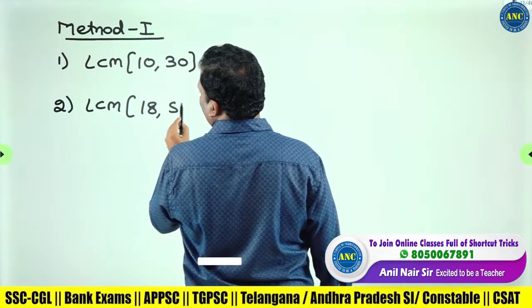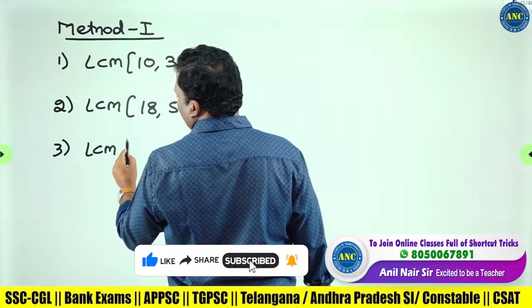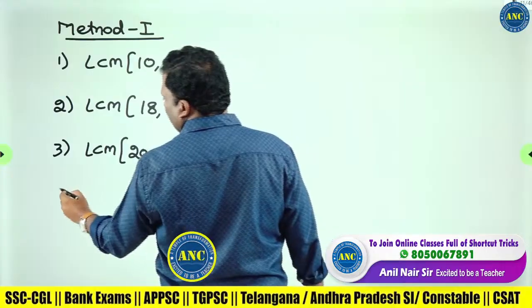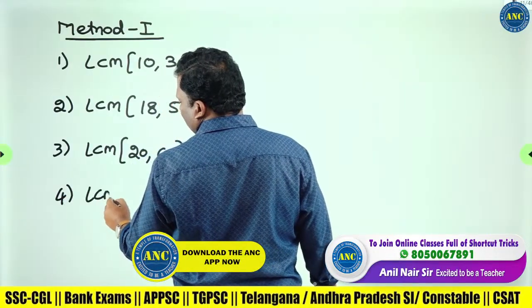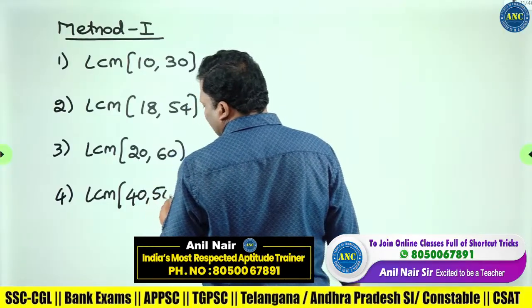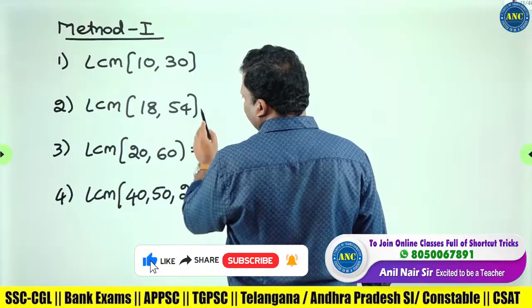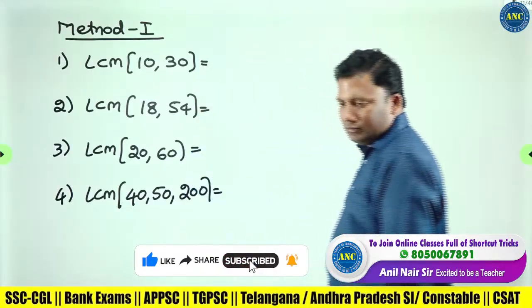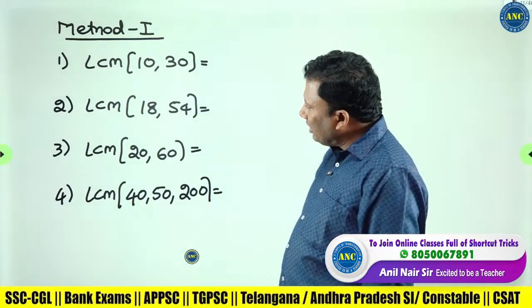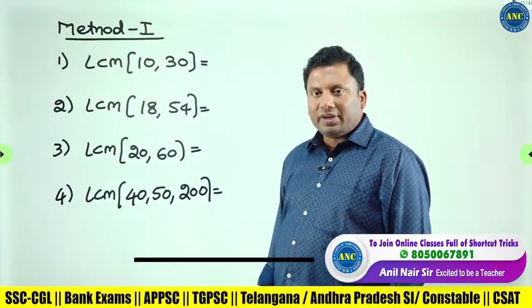18, 54. LCM of 20, 60. LCM of 40, 50, 200. So the numbers are: LCM of 10, 30; 18, 54; 20, 60; 40, 50, 200.